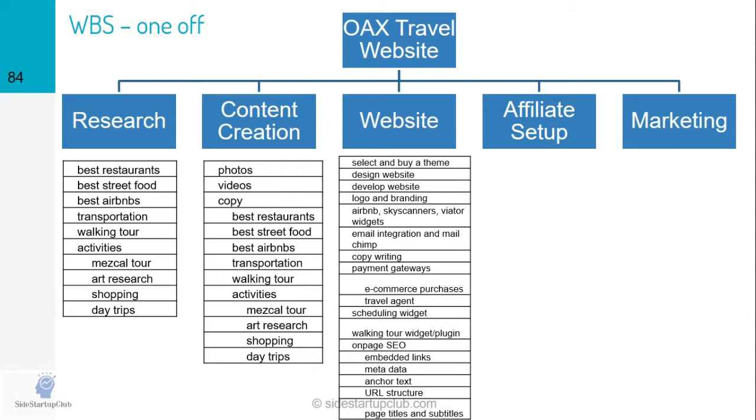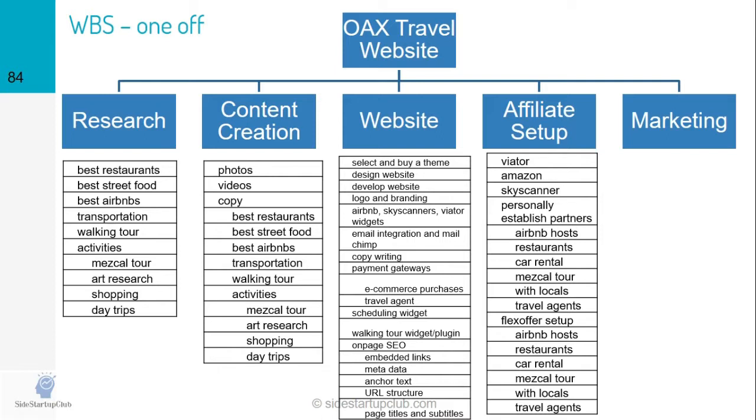If we're going to have some sort of walking tour download in exchange for their email, that's going to have to be a special plugin. I suspect that there's probably walking tour plugins on WordPress, so that's something I'm also going to want to look into. And then I need to do on-page SEO, and that breaks down into doing embedded links, metadata, anchor text, URL structure, and page titles and subtitles. So quite a bit to do on the website side of things, but like I said, if you get the right theme and the right plugins, this can be extremely streamlined.